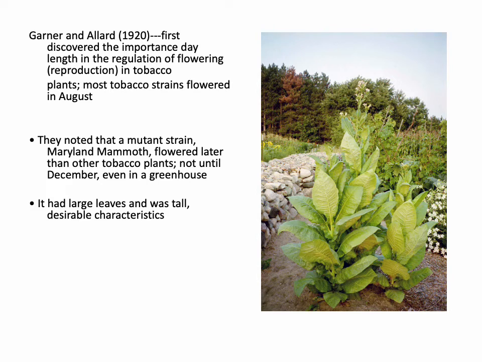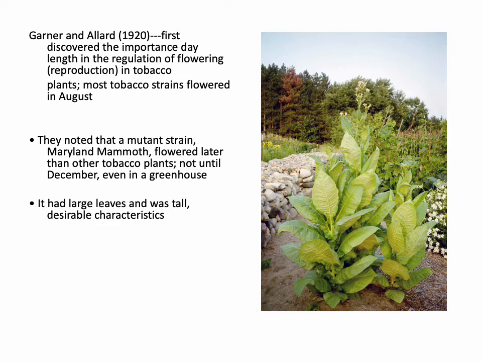They first discovered the importance of day length in the regulation of flowering in the tobacco plant. Most tobacco strains flower in August. They noted that there was a mutant strain, Maryland Mammoth, that flowered later than other tobacco plants, not until December, even when they kept it in relatively constant conditions in the greenhouse. It had much larger leaves and was taller, which are commercially desirable characteristics for tobacco plants.